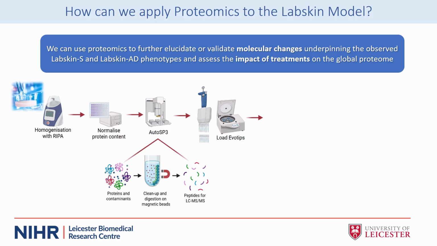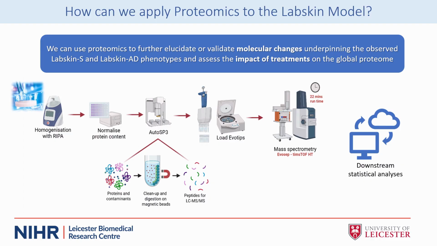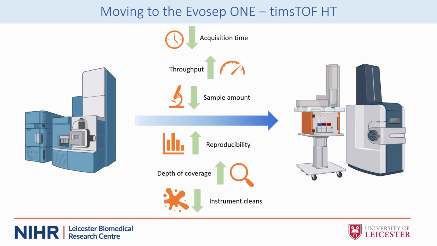Next, we load evotips, which are just the storage vessels for the peptides before they're introduced into the mass spectrometer. Then we analyze the sample using liquid chromatography coupled to mass spectrometry. And then we use downstream bioinformatics processes to calculate the protein abundances and determine which proteins are different between the different types of samples. So just to tell you now a little bit more about our mass spectrometer.